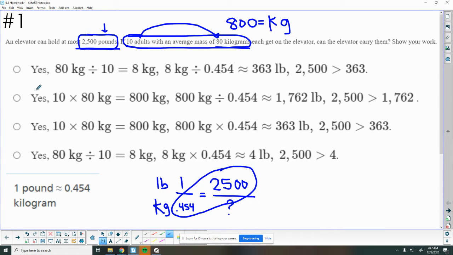If you look at the answer, obviously they're all marked yes on here. But we know how did we have to start? We had to start with 10 times 80. So it can't be that, and it can't be that. So I want you to finish this problem and see which one of these answers is correct.